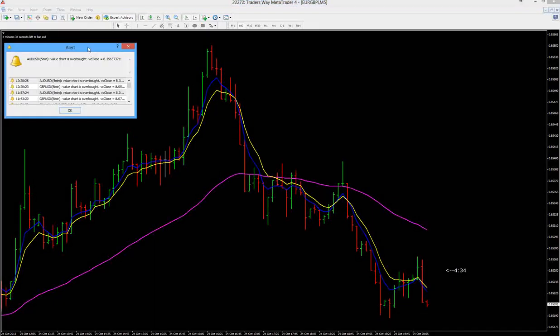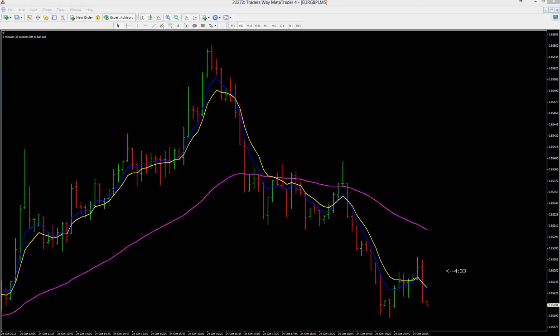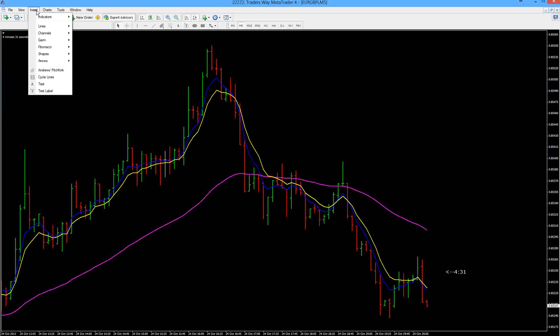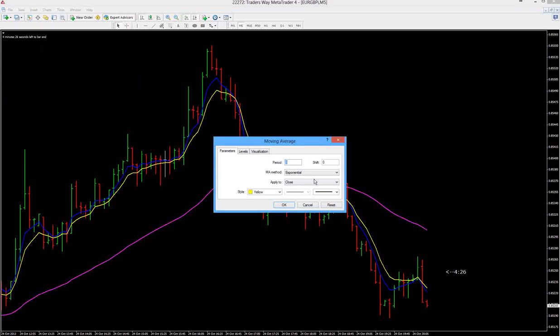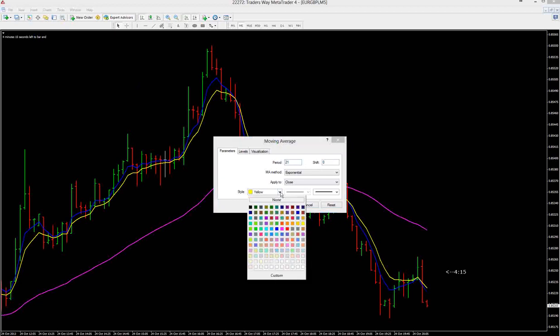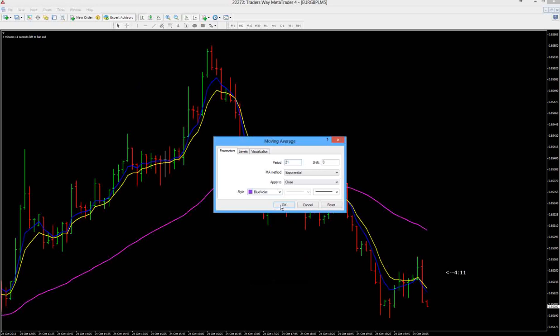And the last one we are going to use, insert, sorry, alert. Okay, let me move that out of the way so it doesn't keep popping up. Okay, so the last one we're going to use is a 21. If you happen to know anything about Fibonacci or you've researched it, you'll notice all my EMAs are Fibonacci numbers. For this one, let's go with a blue violet. See how that looks on there.